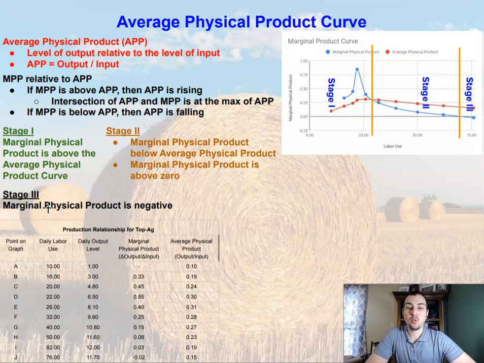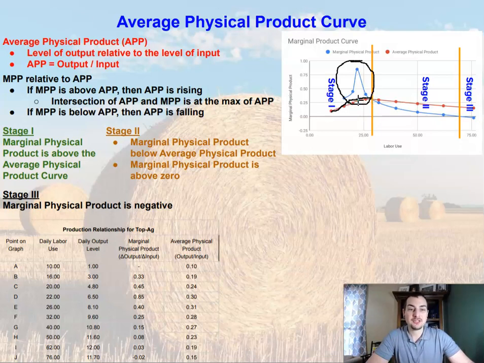So stage 1 is where marginal physical product is above the average physical product curve. So remember, if it's above the average physical product curve, the average physical product is increasing. So as long as marginal physical product is greater than average physical product, we can actually see that efficiency per hour is going to be increasing.